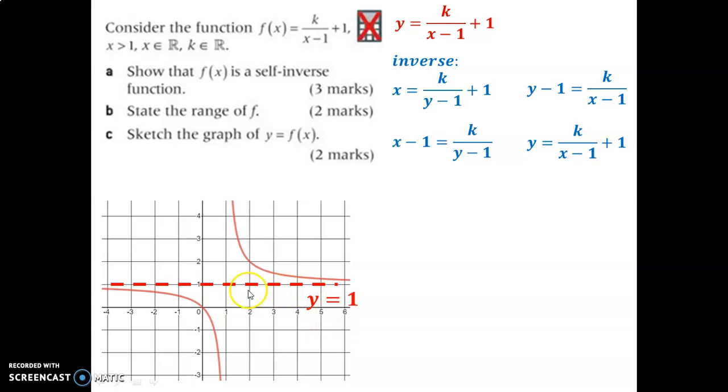So our horizontal asymptote is y equals 1, and our vertical asymptote is also x equals 1. So the whole graph is moved one right, one up. Okay, so that allows us to state the range. The range we know is going to be all y values except for this asymptote. So there's our range. All real numbers except for y cannot be 1.